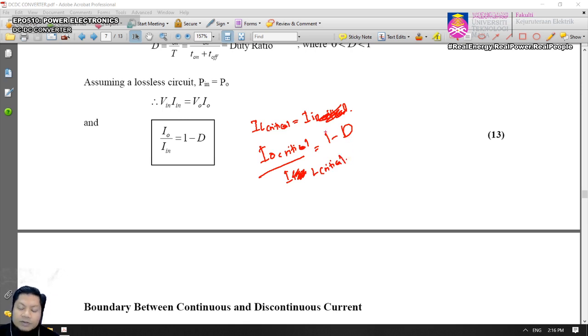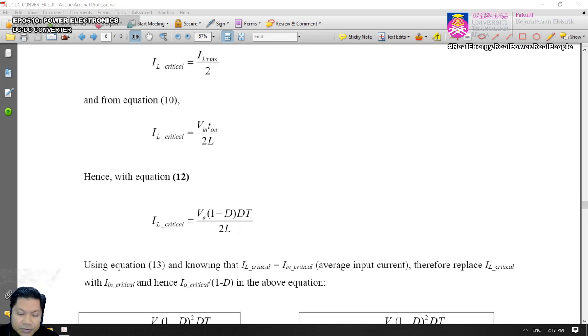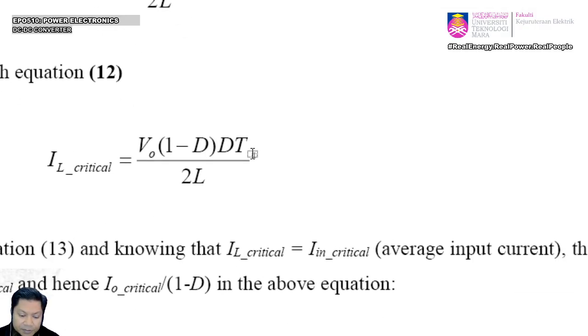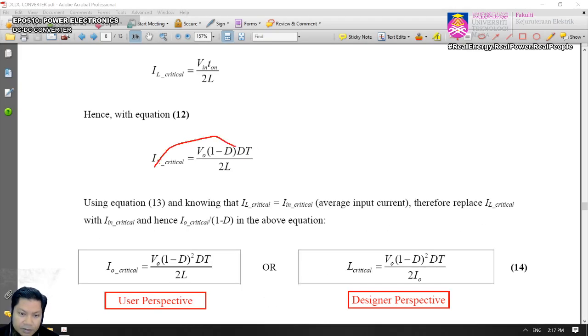Okay, so using this equation, and then you substitute into the above equation. Okay, you replace with this equation, and finally you found out that I not critical equals to V naught 1 minus D squared dt over 2L.